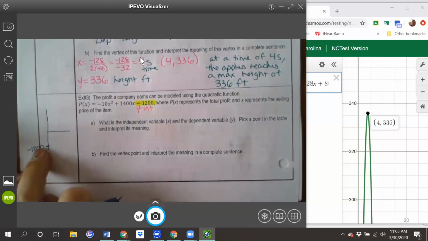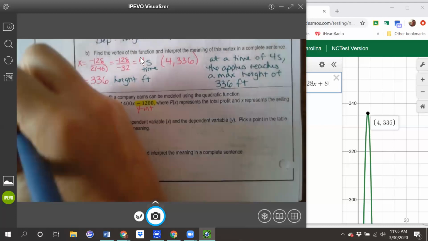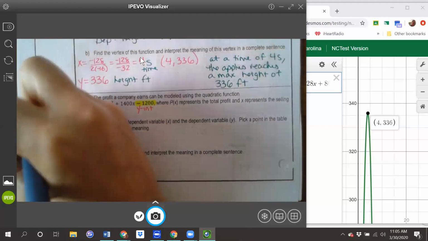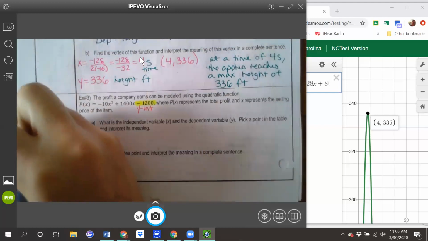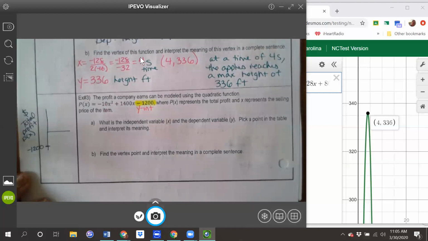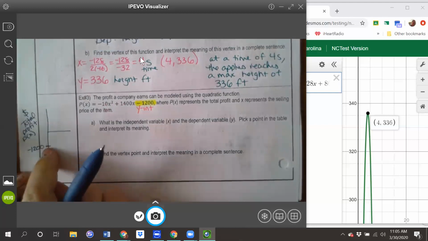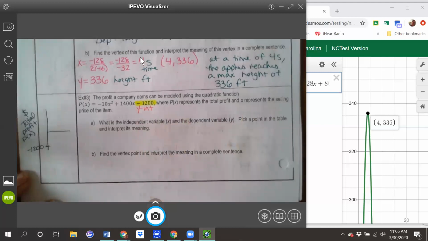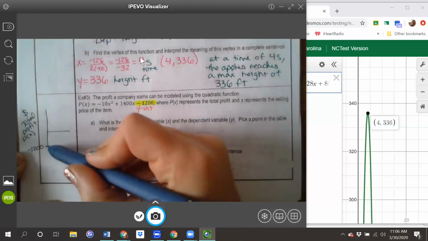The profit, so this is total profit. It is represented by P of X, and clearly profit means dollars. So that means that we are starting off our business in the negative. Well, why would that be? Well, whatever they're selling, they had to buy, right? So if they've already bought it, then that means that they have already spent money, which means that cash has already come out of the account and they are negative.